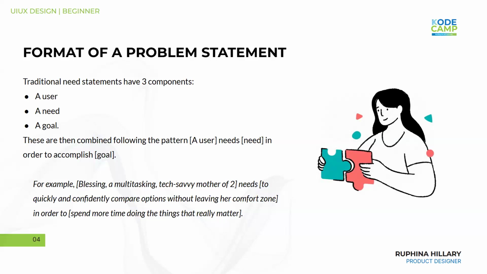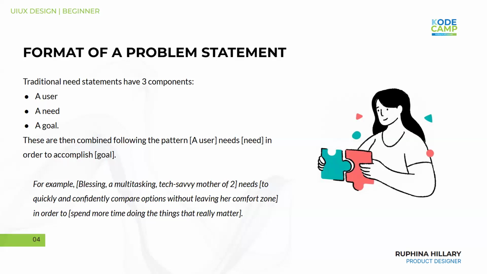and the goal. Like the formula I've given before, it's usually combined in the following pattern: a user needs a need in order to accomplish a goal, or a user needs a need because of a goal or because of an insight. Now this user, depending on the stage of your design process, or depending on how detailed the problem statement you're trying to craft is, might be a persona, or it might be your general target audience.